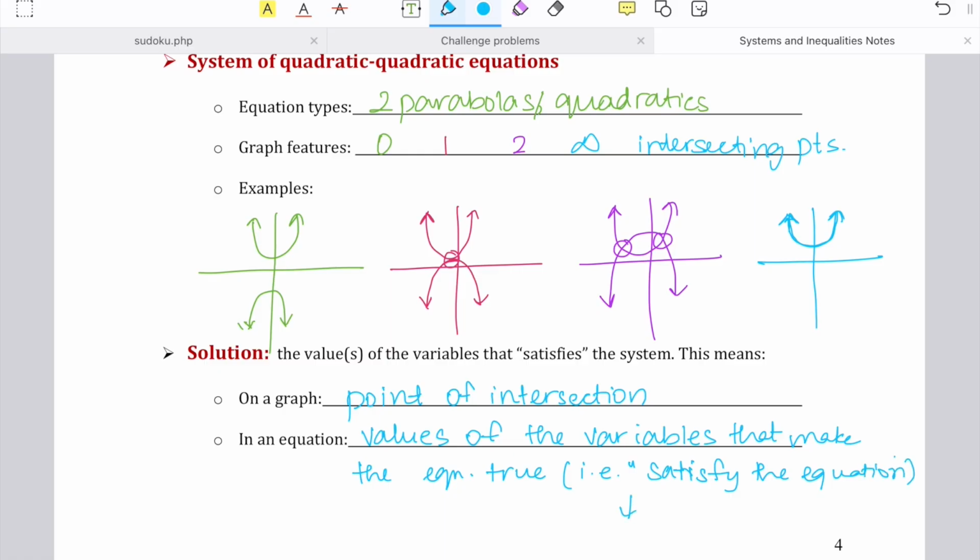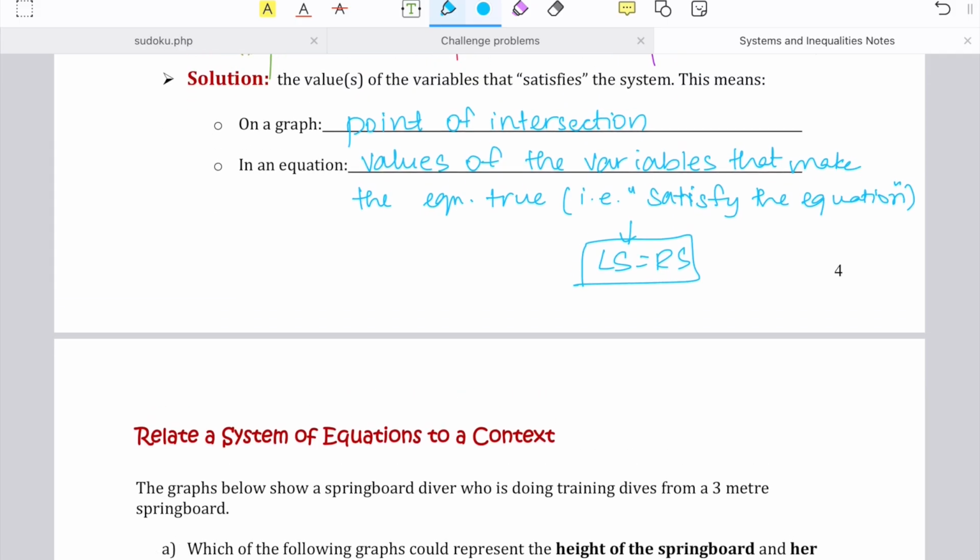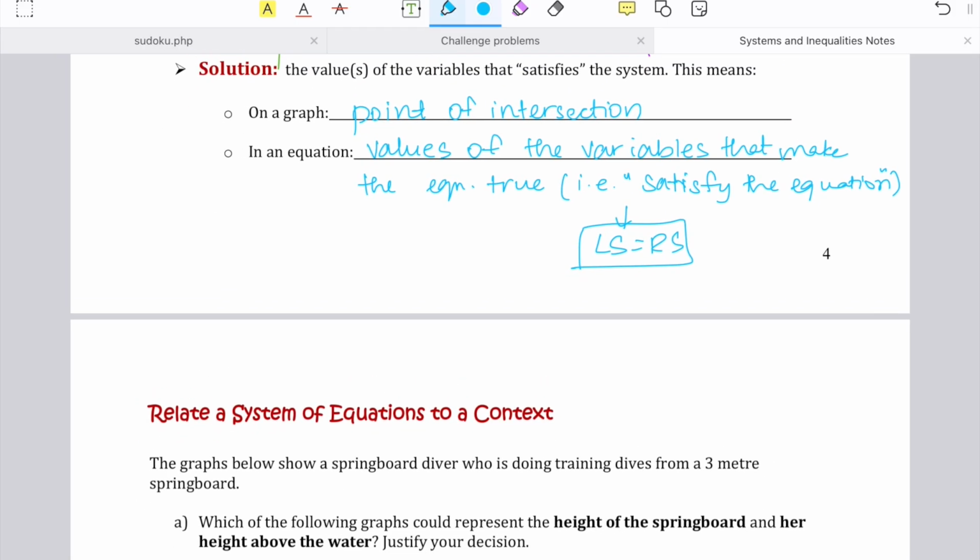How will it satisfy the equation? When the left side is equal to the right side. Just how we did some verifying questions in quadratics. That's pretty much similar to how you can figure out that the solution is the solution of an equation, by checking that the right side is equal to the left side. Okay? Are we good?